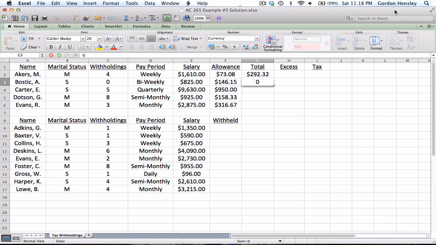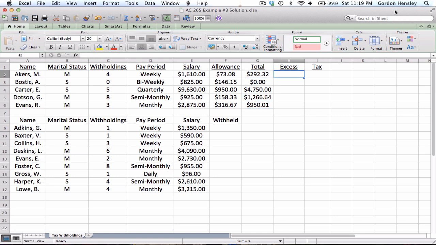Now this next person has claimed 0. Well, anything times 0 is 0. So nothing to calculate there. The next person, $950, they're claiming 5 allowances. So that's a total of $4,750. The next person, $158.33, they are claiming 8 withholding allowances. That works out to $1,266.64. The next person, $316.67, and they're claiming 3 allowances. So that works out to $950.01. So that's the way I calculate the total allowances that they're claiming.